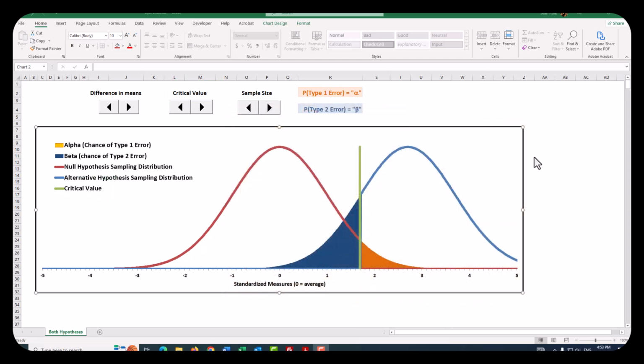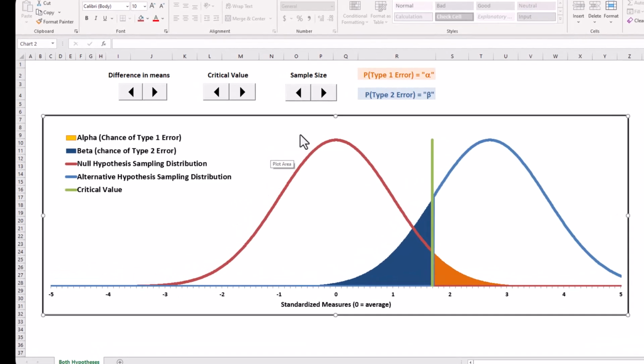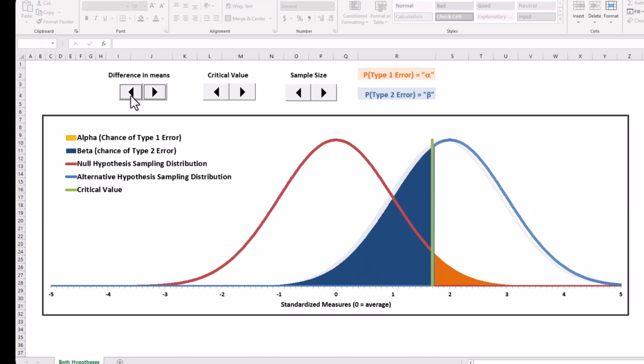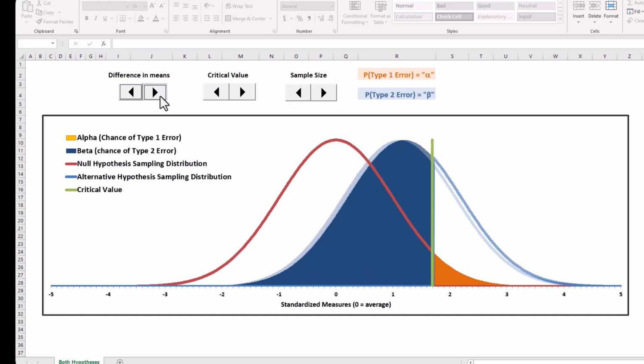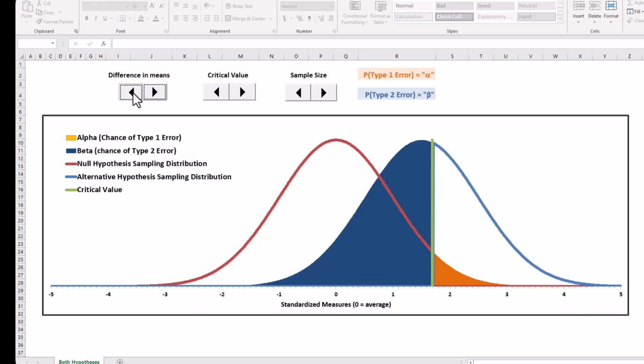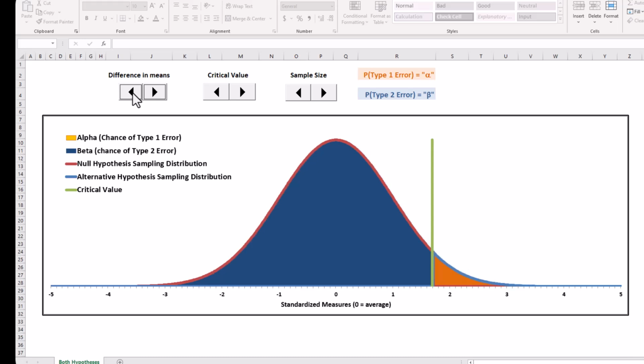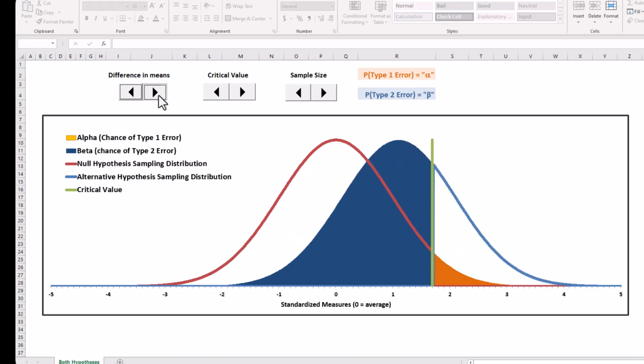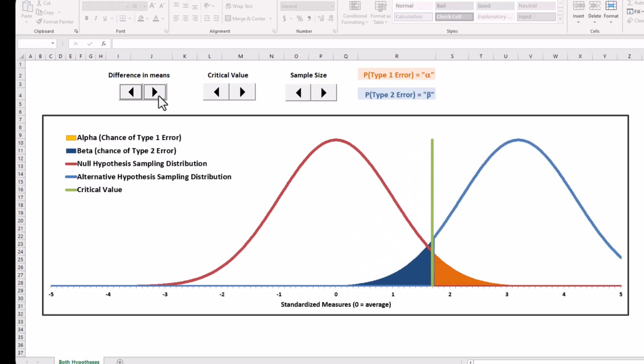This is what you're looking at, and I'll walk you through it verbally. Your null hypothesis curve is this red bell curve right here. The blue one is the alternative hypothesis. And again, you don't know where the alternative hypothesis is. You have a feeling you know where the null hypothesis is, but the alternative hypothesis can be anywhere. You're not entirely sure where it is, which is why error exists, at least partially.